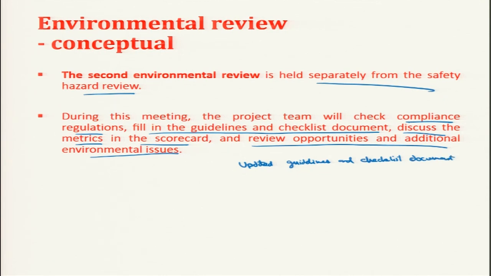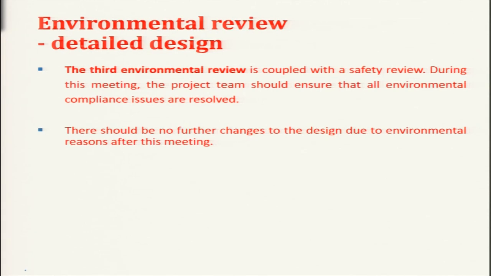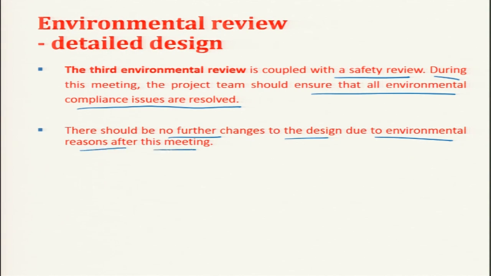Then the reliability representative will update the guidelines and checklist document and write the minutes, and the lead engineer will update the scorecard for the next meeting. The next meeting is the third environmental review, which is coupled with the safety review again. During this meeting the project team should ensure that all environmental compliance issues are resolved. There should be no further changes to design due to environmental reasons after this meeting.